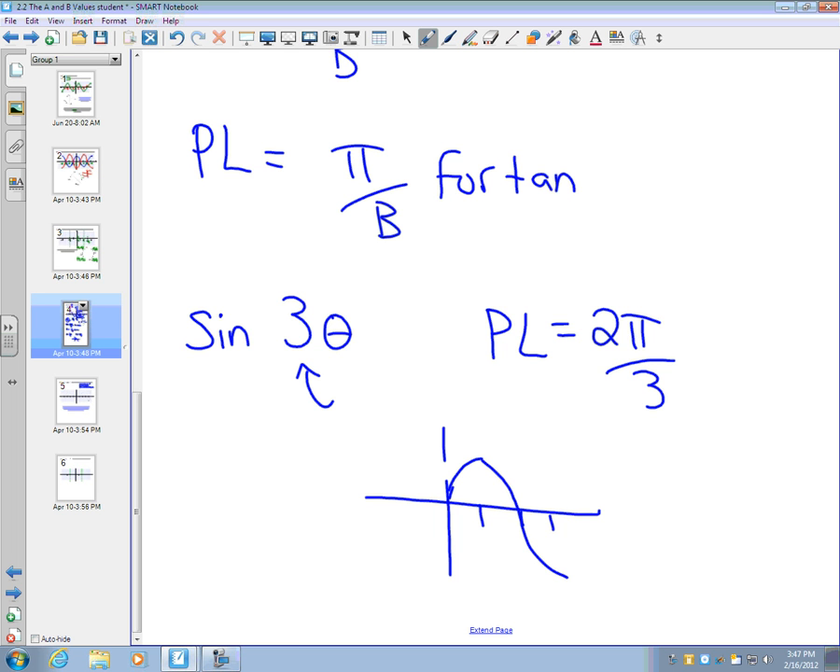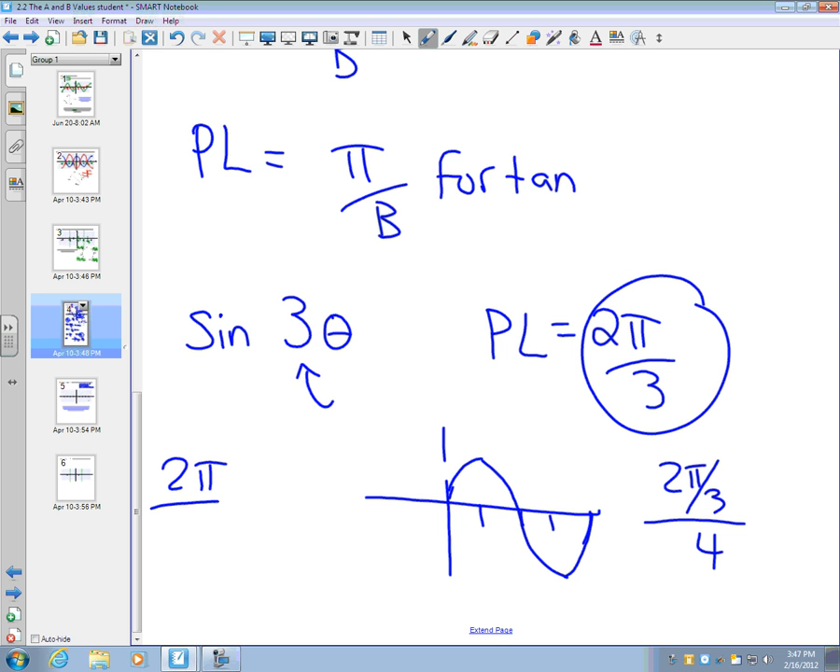like that. If I wanted to know where, 1, 2, 3, one more point, if I wanted to know where to do that, I would take my period length and divide it by 4. I would go 2 pi over 3, all divided by 4. So I kiss and flip, dividing by 4 is the same as timesing by 1/4. I would get 2 pi over 12. In other words, I would get pi over 6. Does that work? So I would have pi over 6.